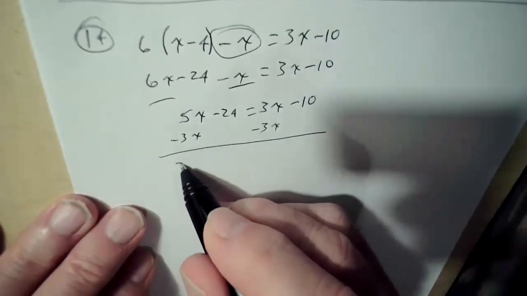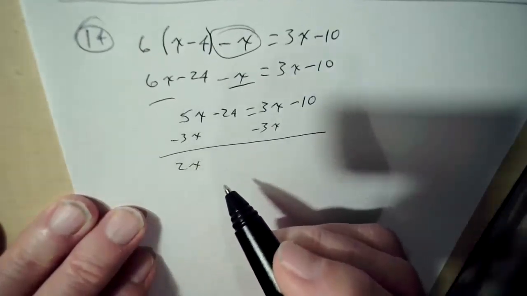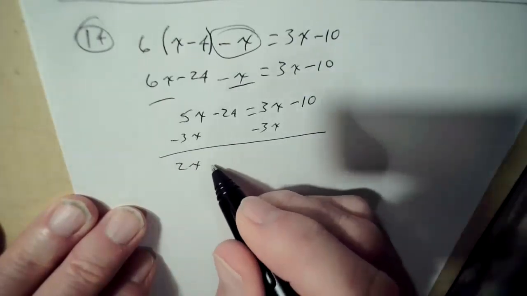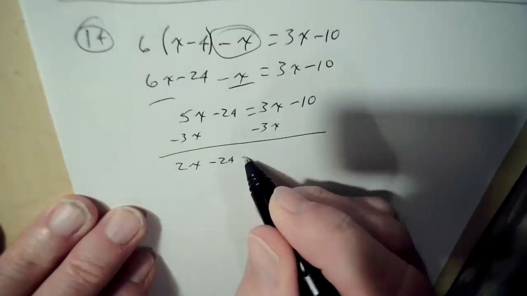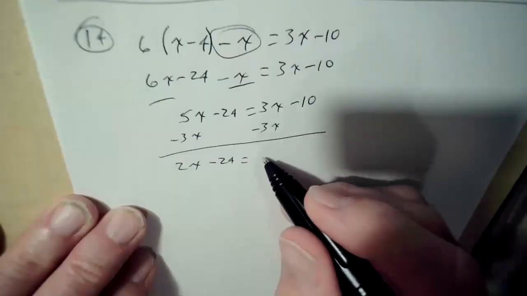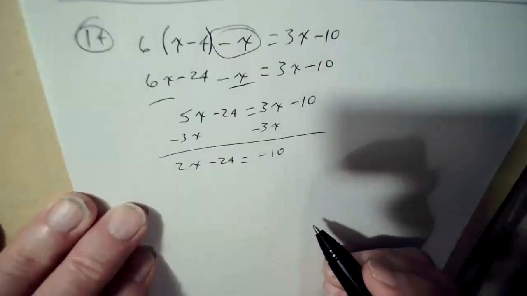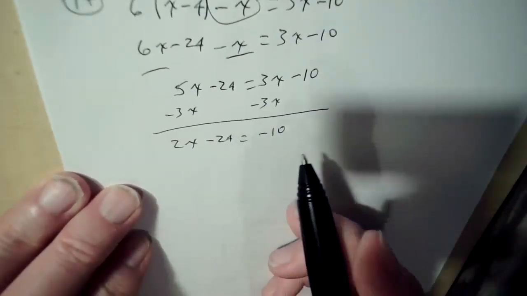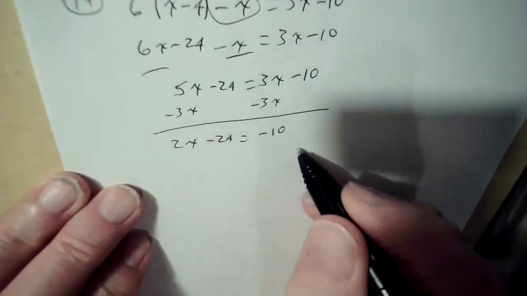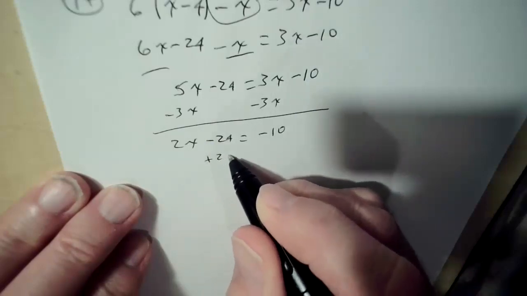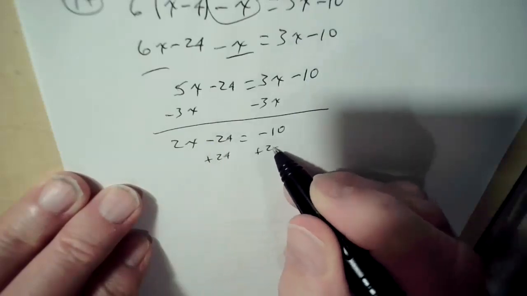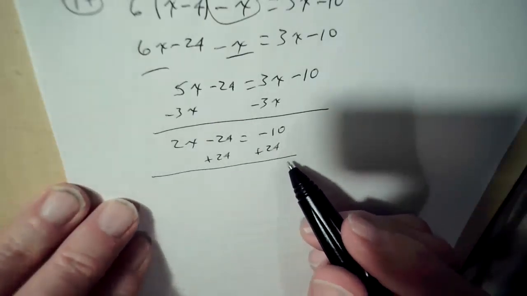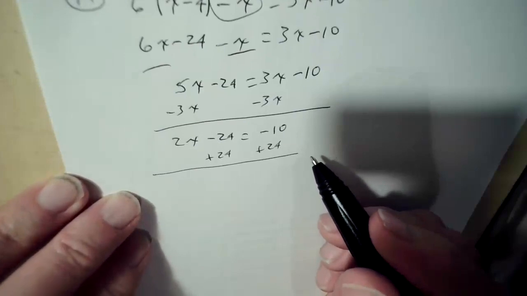Everybody okay? Am I going too fast? Okay. Now we get 2x minus 24 equals negative 10. Now we're going to add 24 to each side. Now we just do real simple algebra here. Add 24, add 24.